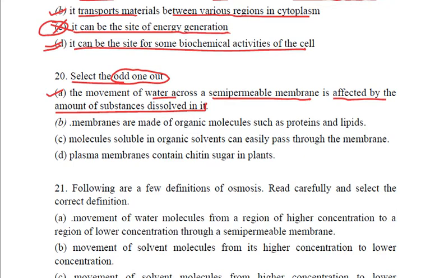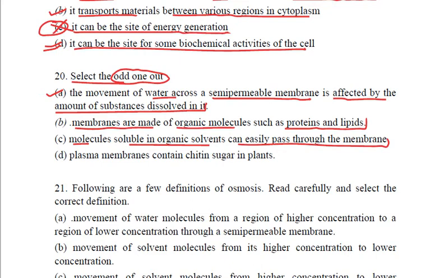Second statement says that membranes are made up of organic molecules such as proteins and lipids. Now the membranes are made up of lipids and proteins. Plasma membrane is made up of lipids and proteins. Cell wall is made up of cellulose. Right? Third statement is molecules soluble in organic solvents can easily pass through the membrane.